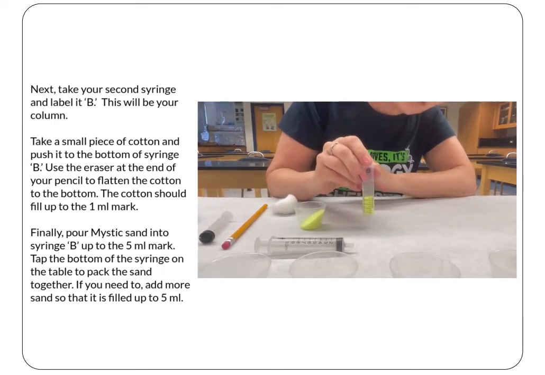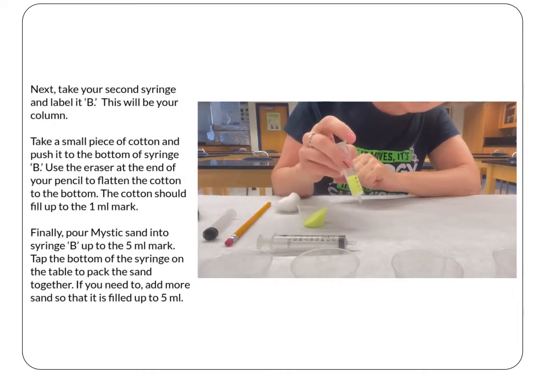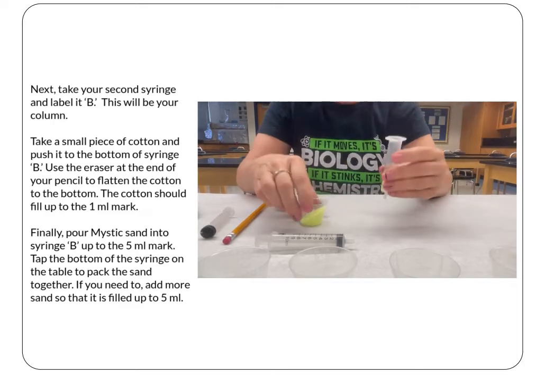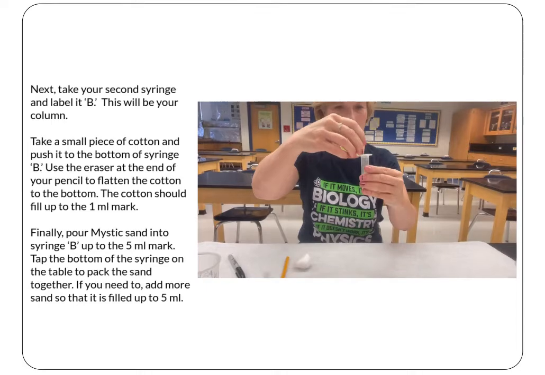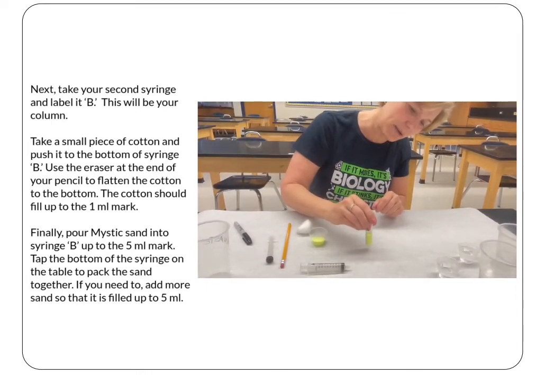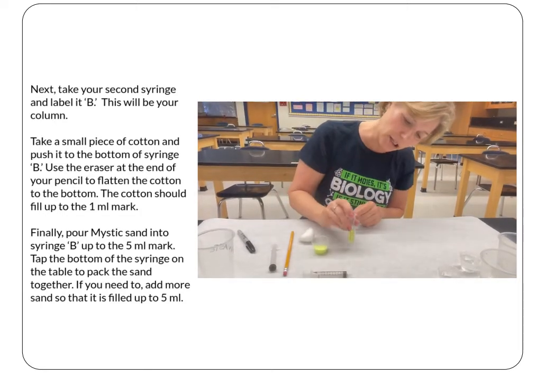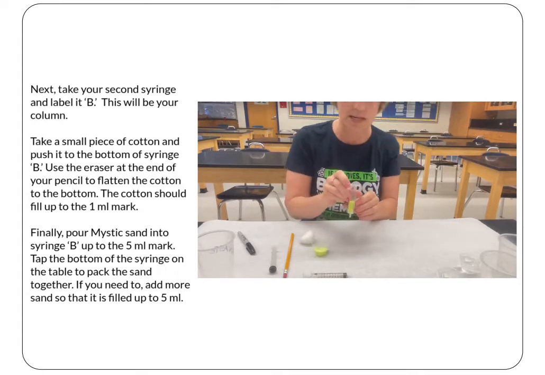And the reason we do that is because the sand needs to be compact. And when I do that, you can see how much the sand actually goes down. So I'm going to add a little bit more magic sand, and I'm going to tap it down again. We want the sand to be at a level of about 5 milliliters, maybe a little bit above, but not too much. And that seems to have been enough.